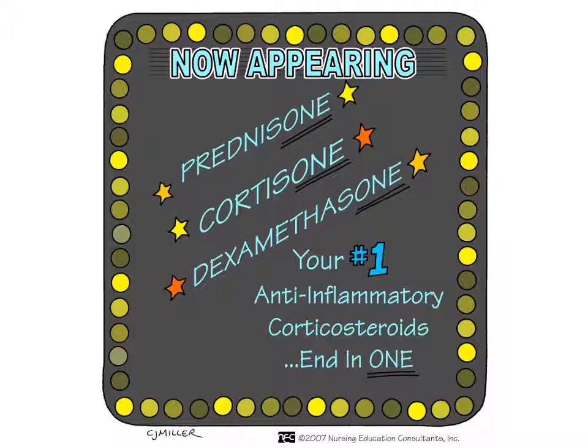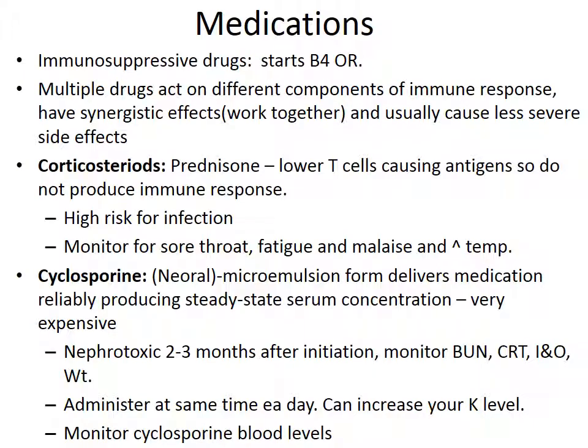Medications that are given to help reduce rejection are your ones: your prednisone, your cortisone, and your dexamethasone. They're the number one anti-inflammatory corticosteroids. They all end in -one, and these are our kidney transplant rejection drugs that are used.